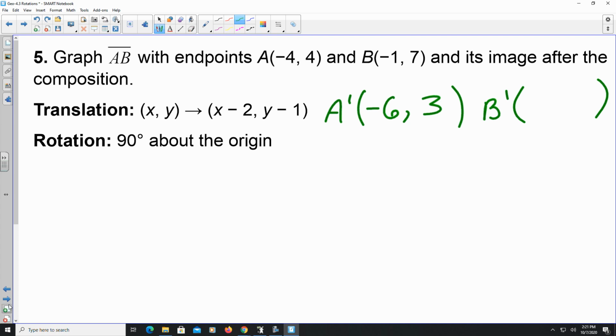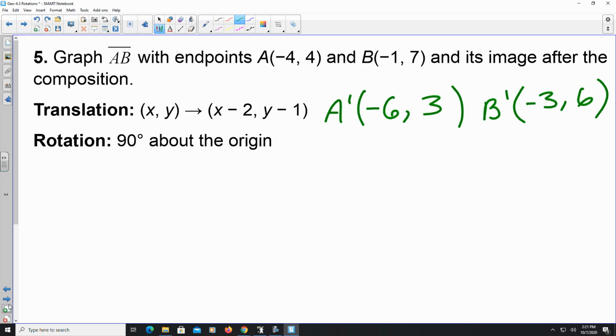is our A prime. And then we can say that B is going to look like, what is it, -1 minus 2, which is -3, comma, 7 minus 1, which is 6. So that's A prime and B prime for this particular situation.